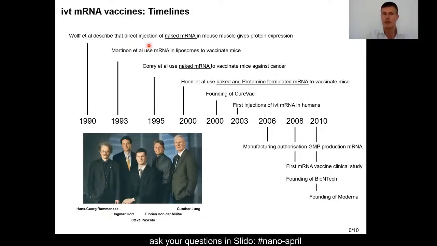A few words on the timelines of IVT synthetic mRNA vaccines. The first demonstration that in vitro transcribed mRNA can be used in vivo was published in 1990 by an American team, who showed in mice that in vitro transcribed mRNA coding for beta-galactosidase, injected naked in the muscle, is expressed into beta-galactosidase. 3 years later, a French team showed that mRNA coding for influenza protein and packaged in liposomes can vaccinate mice.